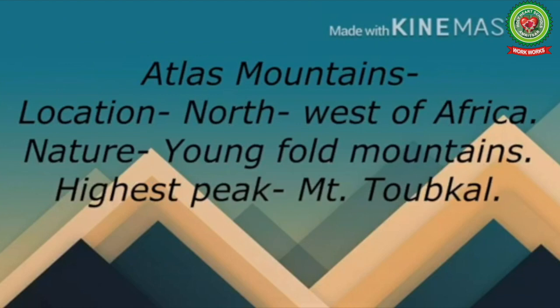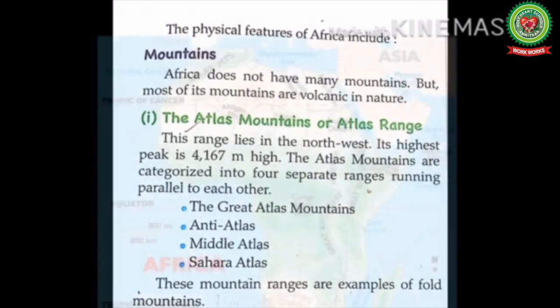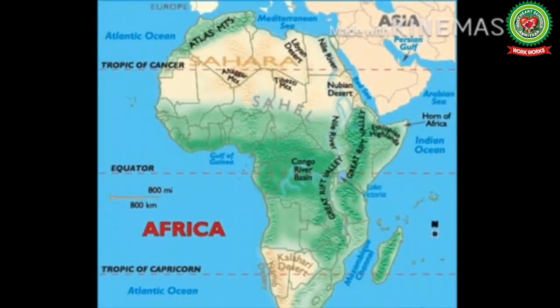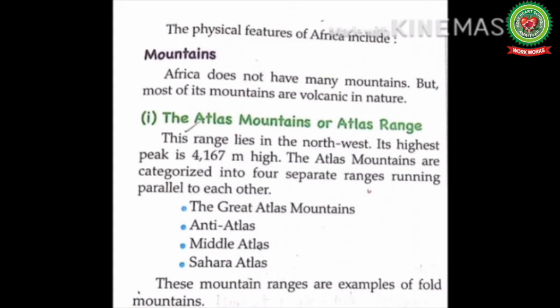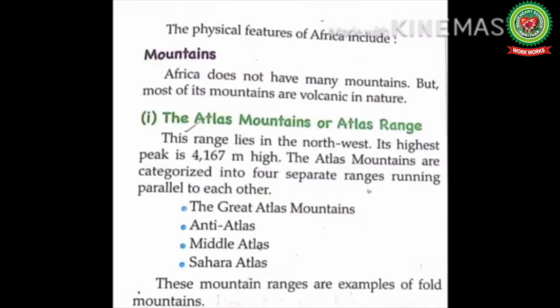Number 3, which is the highest peak in the Atlas Mountains? Mount Toubkal is the highest peak. The Atlas Mountains or the Atlas Range lies in the northwest. Its highest peak is 4,167 meters high. The Atlas Mountains are categorized into 4 separate ranges running parallel to each other. Number 1, the Great Atlas Mountains. Number 2, Anti-Atlas. Number 3, Middle Atlas. Number 4, Sahara Atlas. These mountain ranges are examples of young fold mountains.